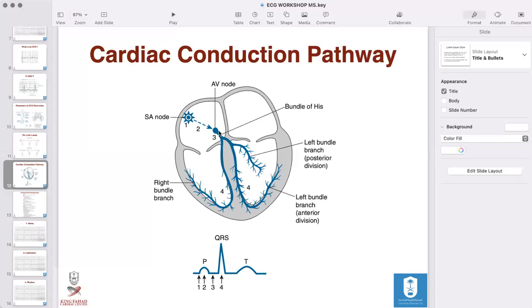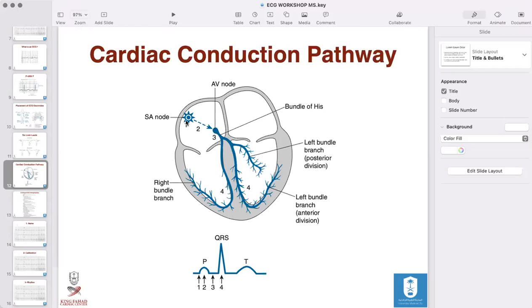Its function is to conduct everything that is sent from the SA node down to the ventricle, but at a reasonable rate. Otherwise, if it goes really high, there's no safety net to protect the ventricles, because the atria can tolerate high rates, but in the ventricle you're going to have arrhythmias that are really life-threatening. Hence Allah created the AV node as a safety net. The second function, in case the SA node doesn't work, the AV node will take over at a lower rate.